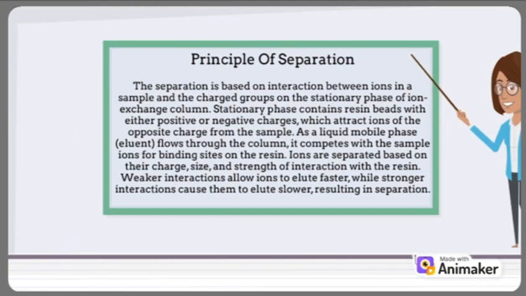Ions of the opposite charge are drawn to the stationary phase by resin beads that are either positively or negatively charged. The sample ions compete with the liquid mobile phase, eluent, for binding sites on the resin as it passes through the column. Based on their size, charge, and degree of contact with the resin, ions are separated. Ions can separate when stronger interactions force them to elute more slowly, whereas weaker interactions allow them to elute more quickly.